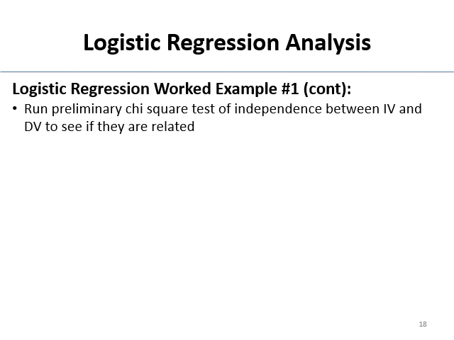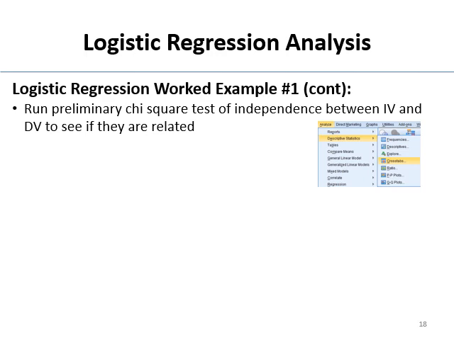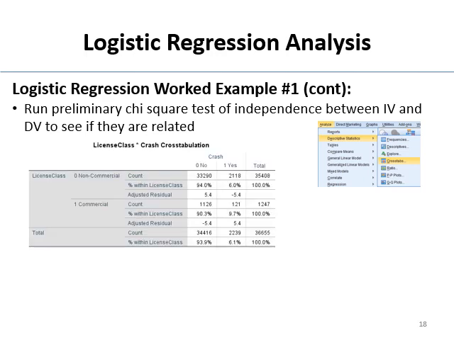So first thing we're going to do is, before you get crazy and do logistic, let's just do a chi-square, right? Chi-square to see if type of license is independent of your odds of crash or your likelihood of crashing. So remember that's under descriptive and crosstabs. You probably don't, but there it is. So here we go.